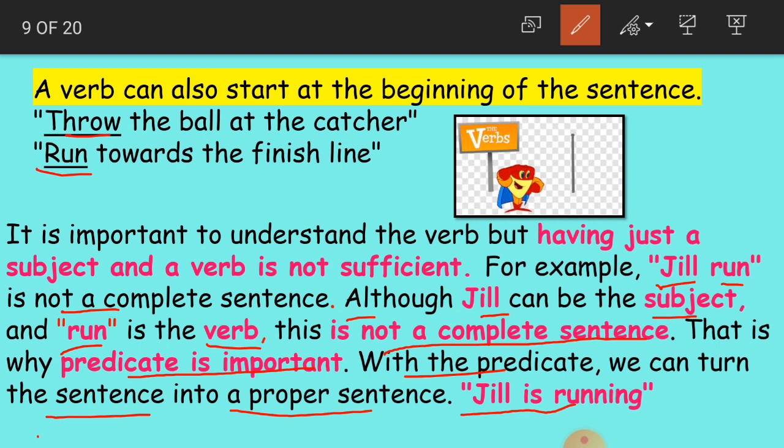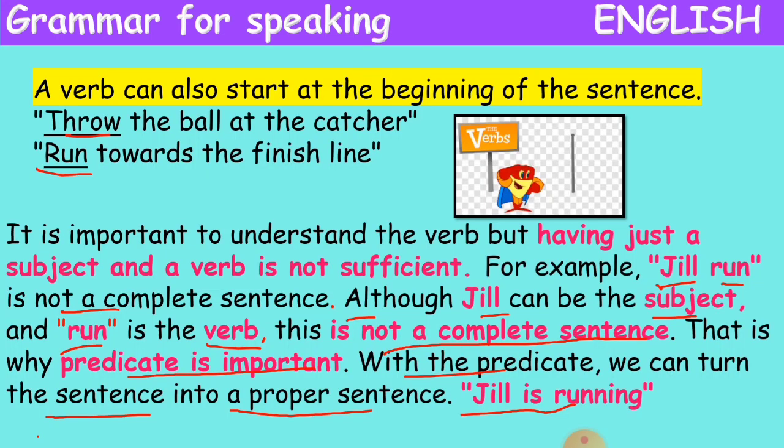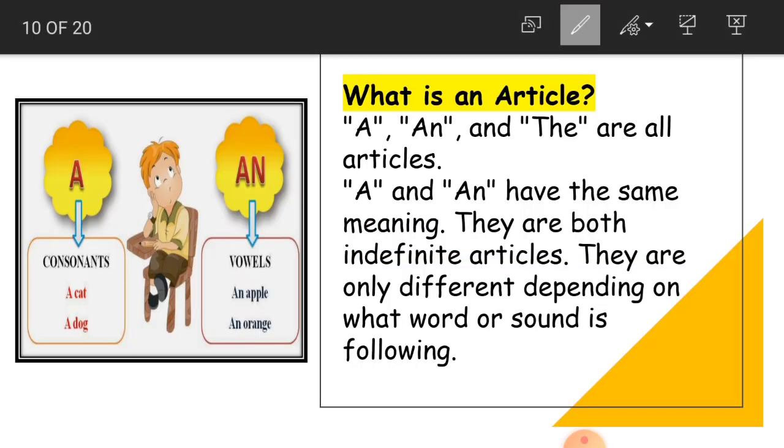In some sentences, if the sentence begins with the verb, then it is understood that we are addressing a subject. So it is understood there, and you do not have a particular subject separately. Like, throw the ball at the catcher. Clear, children?